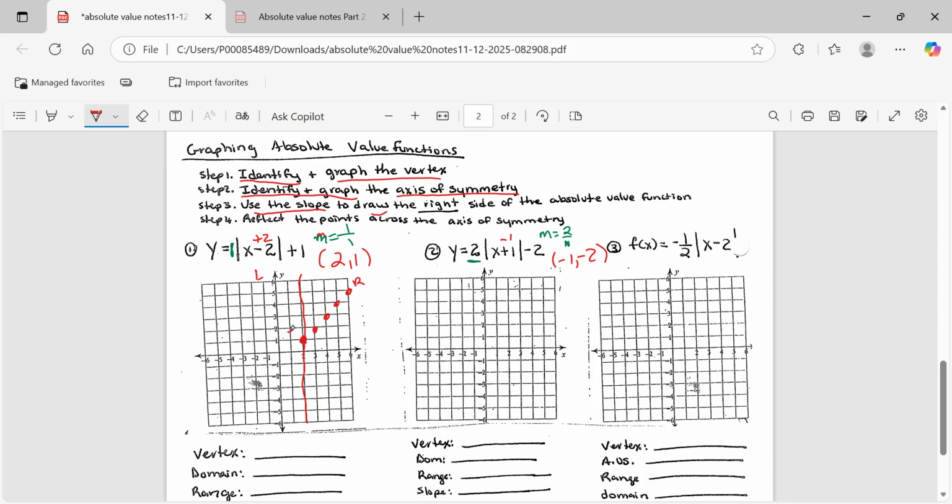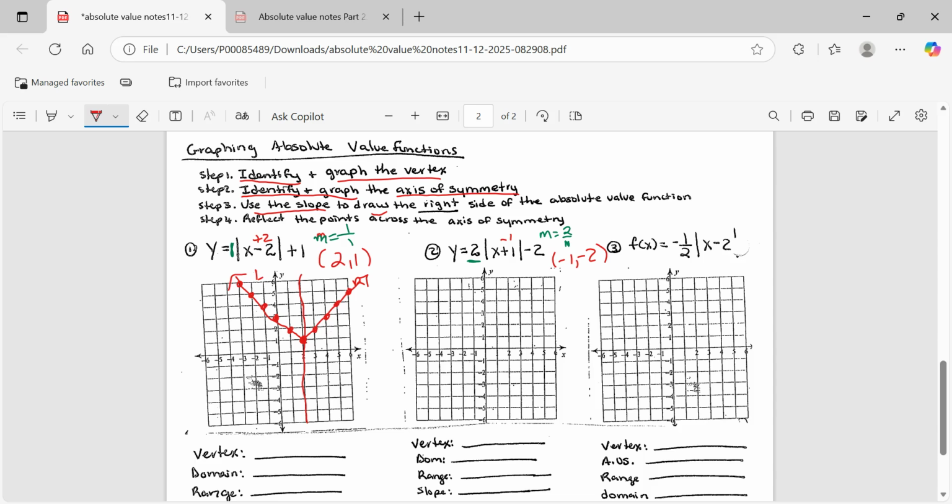So 1 unit, 1 unit. 2 units, 2 units. I can also think of it 1, 2, 3, 1, 2, 3 units. Now that I have a pattern, I realize I'm going up and left, up and left. So I can continue that pattern and go up and left. Math is really just a matter of patterns sometimes. And there you go. There is my absolute value function graph.